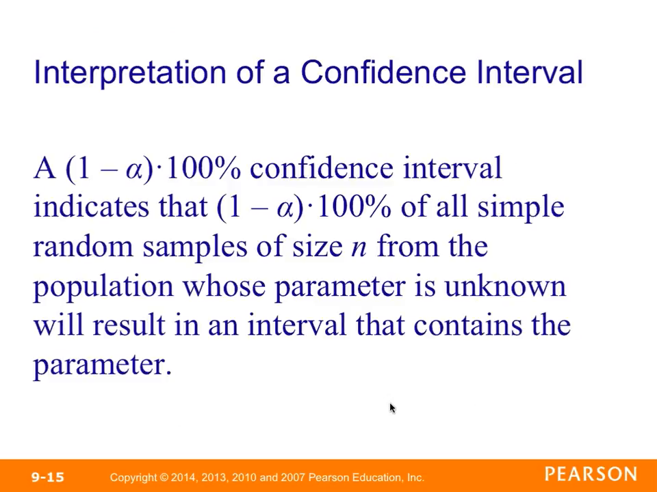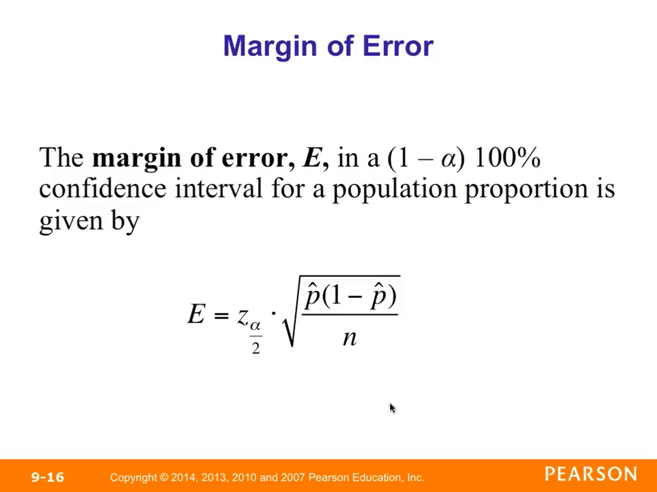Now, in order to interpret the confidence interval, what you're going to say is a 1 minus alpha times 100%. So you're going to put your level of confidence there, 95%, 90%, 80%, whatever you're talking about, indicates that 1 minus alpha times 100% of all simple random samples of size n from the population whose parameter is unknown will result in an interval that contains the parameter.